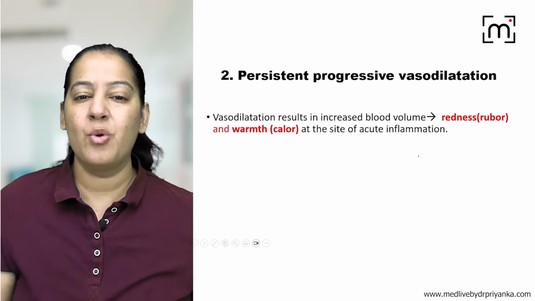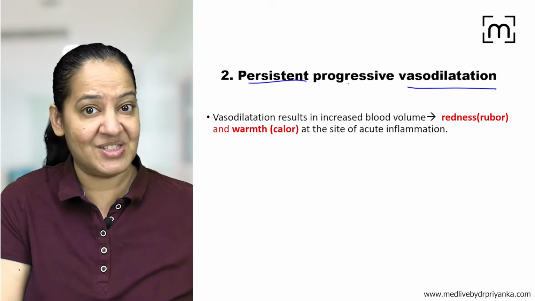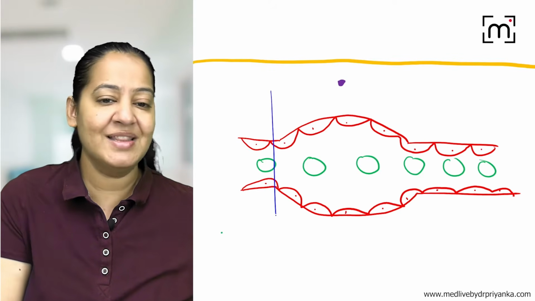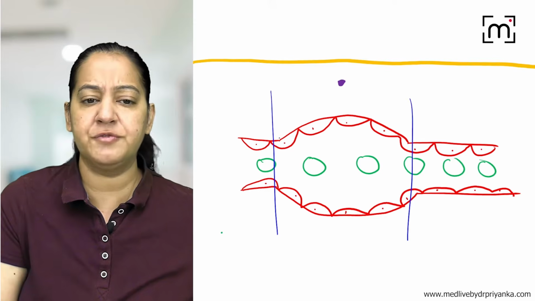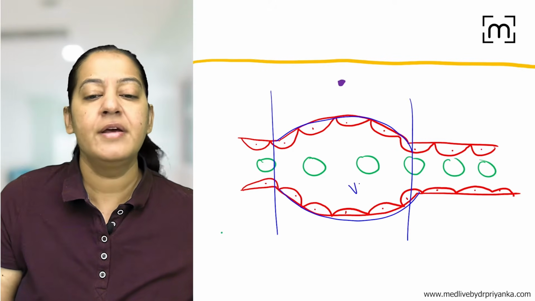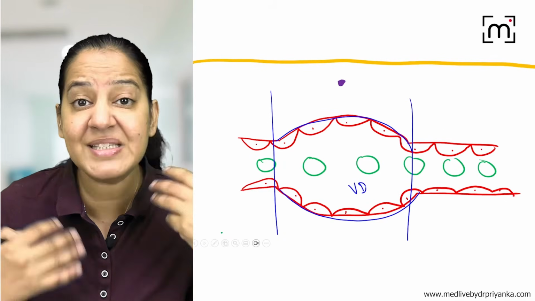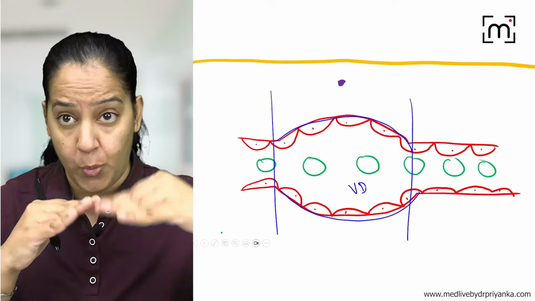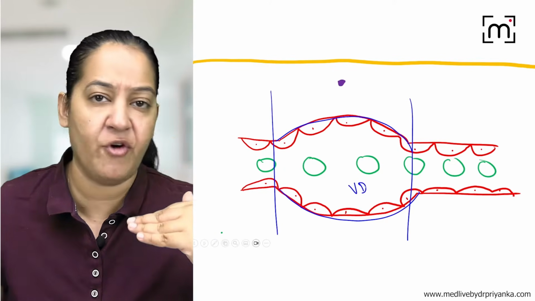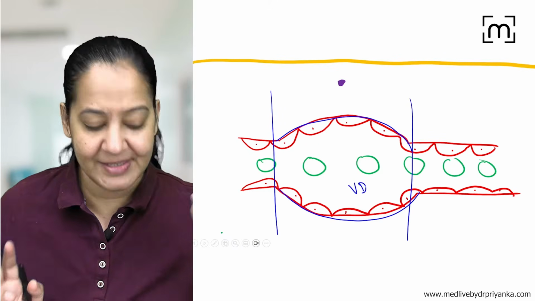What is the second step? The second step is the vasodilatation, which is persistent, which is progressive. Can you see this portion? This portion of the blood vessel undergoes vasodilatation. Initially it was vasoconstricted, but that is transient. And now this portion undergoes vasodilatation, which is persistent. It will last for the next few hours. So that is step number 2.